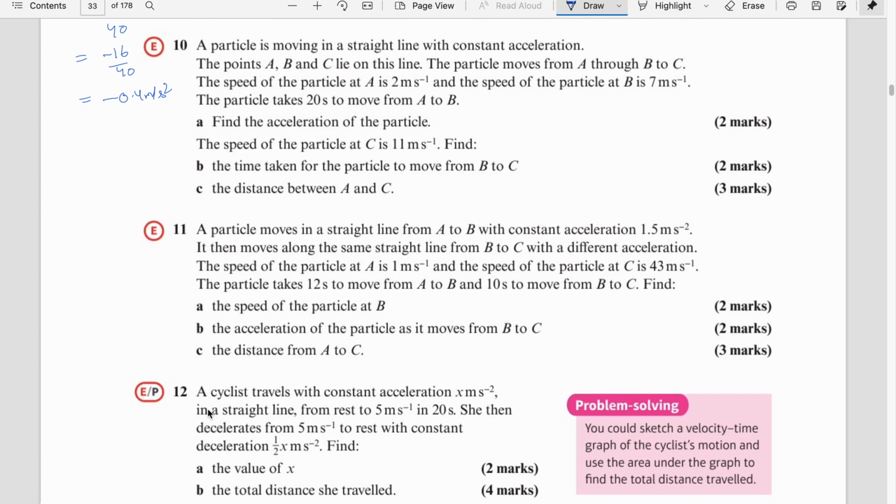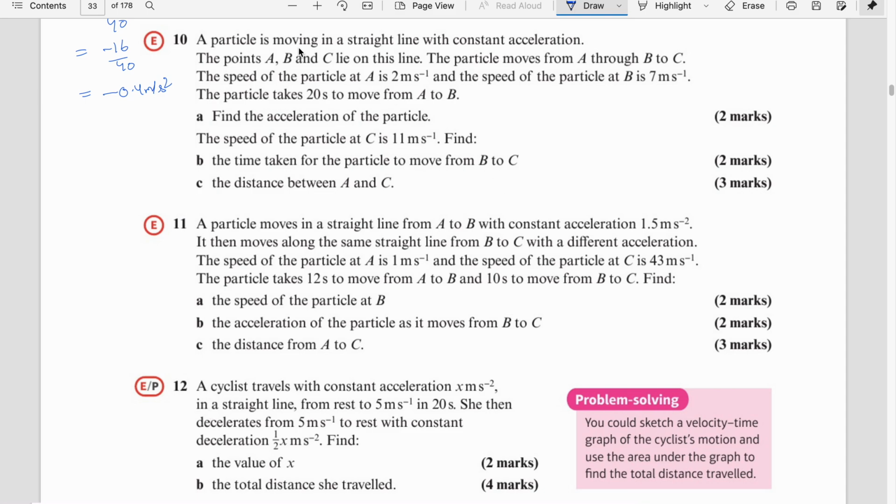Question 10. A particle is moving in a straight line with constant acceleration. The points A, B, and C lie on this line. The particle moves from A to B to C. The speed of the particle at A is 2 meters per second. The speed of the particle at B is 7. The particle takes 20 seconds to move from A to B. Find the acceleration of the particle.